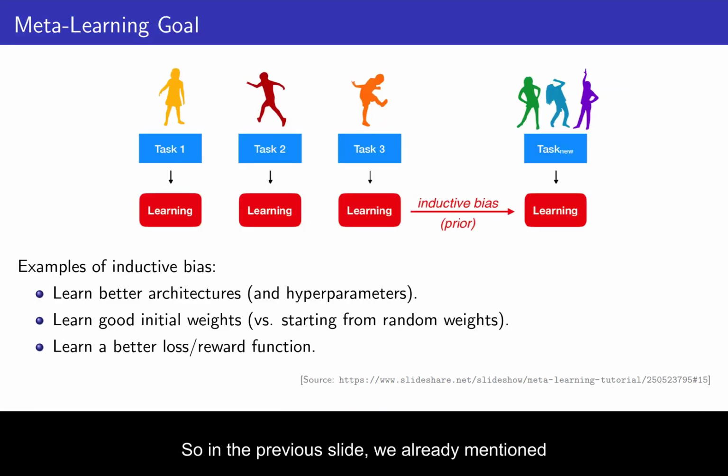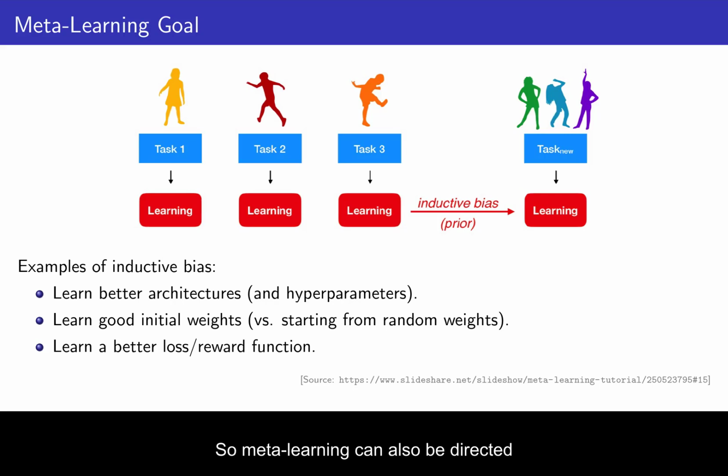So in the previous slide, we already mentioned that meta-learning aims to learn an inductive bias or prior, which can be transferred to new tasks. So I want to give some examples of inductive biases that can be learned during meta-learning. Meta-learning can be aimed at learning better architectures, which include learning the number and kind of layers, as well as hyperparameters such as learning rate, which works for many different tasks.